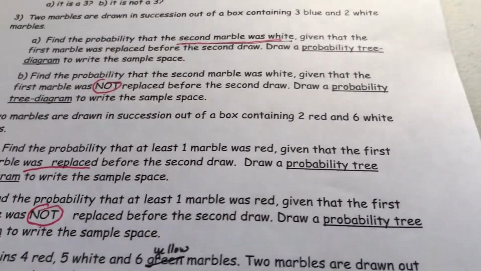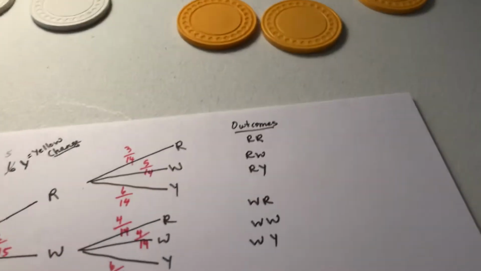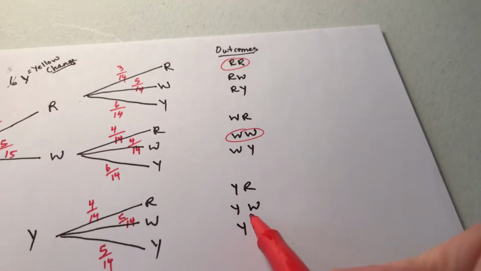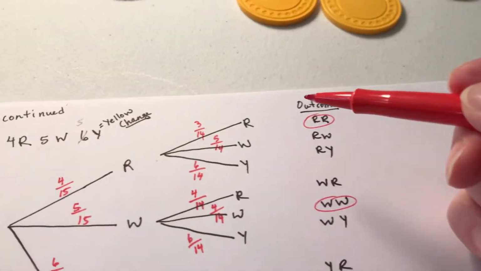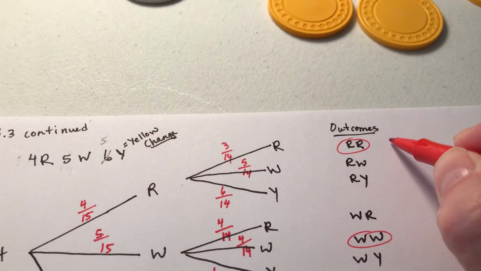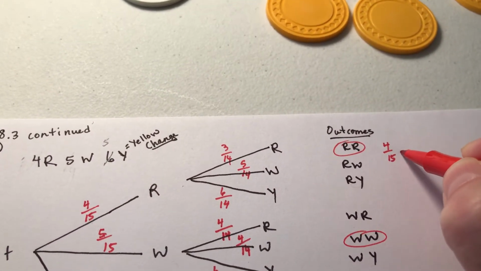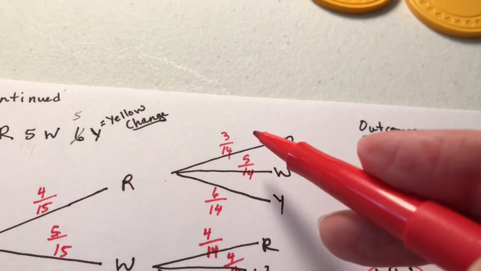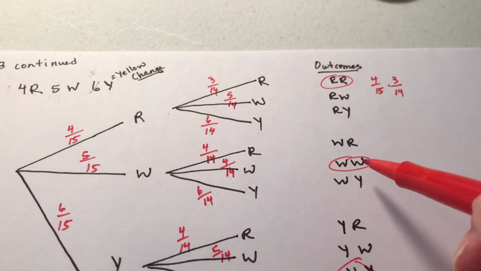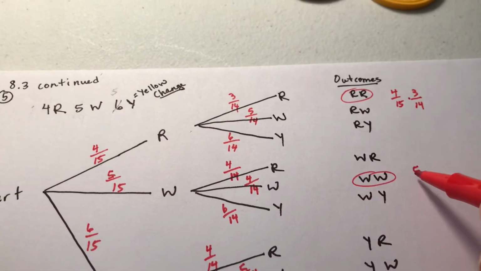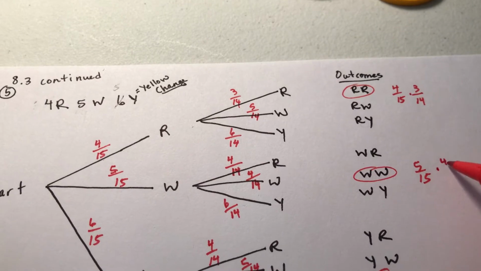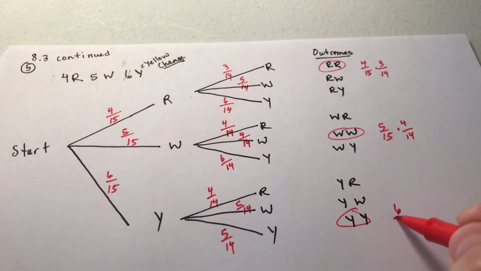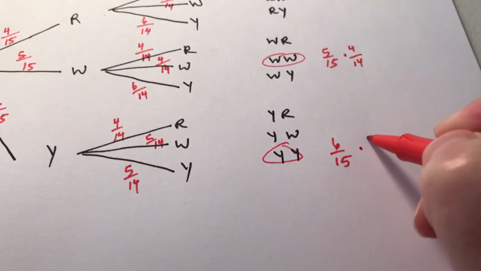Now, it says, what is the probability that both marbles are the same color? Here's our red, red, same color, white, white, and yellow, yellow. So I'm going to go down these branches. So red, red is going to be 4/15 times 3/14. And then come down here, white, white's 5/15 times 4/14. Then come down here, yellow, yellow is going to be 6/15 times 5/14.